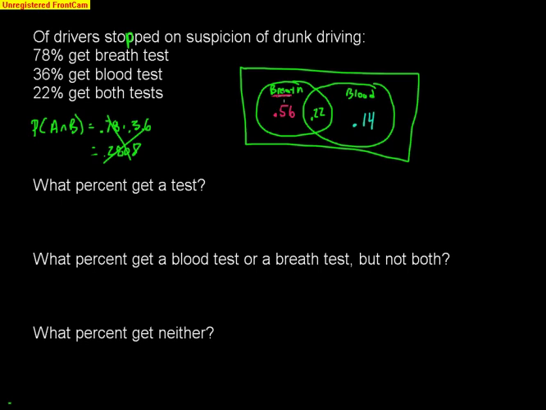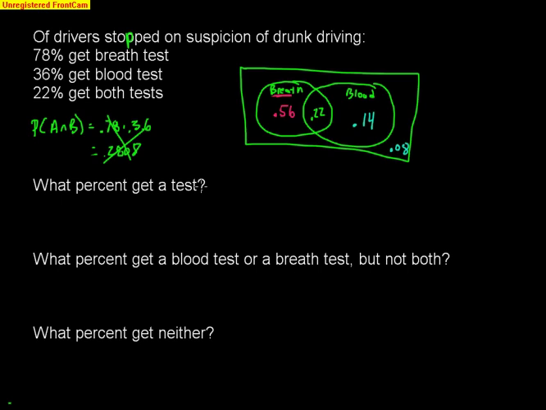On the outside would be people that get nothing, people that got pulled over and got nothing. So that would be 1, take away the 0.22, take away the 0.56, take away the 0.14. That would be the 8% of people that got pulled over and got neither test. Hopefully you understand how I got that. I had to think breath only, blood only, and then the both was in the middle, the 0.22. So the 0.08 would be the percentage of people that were left out completely. Okay, so what percent of people get a test?